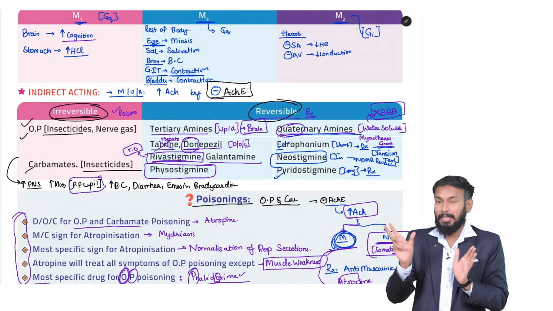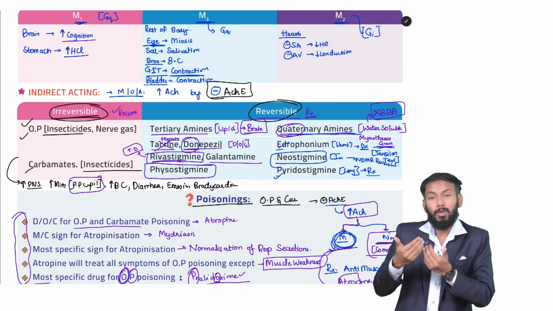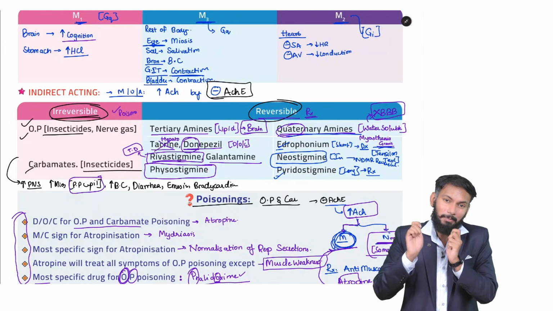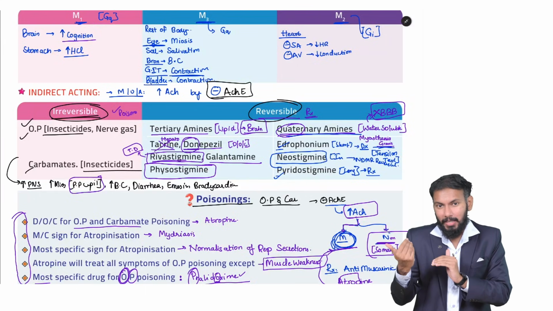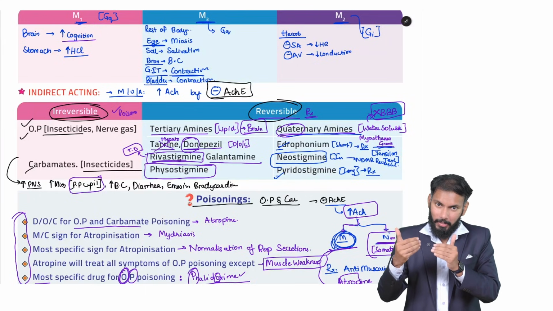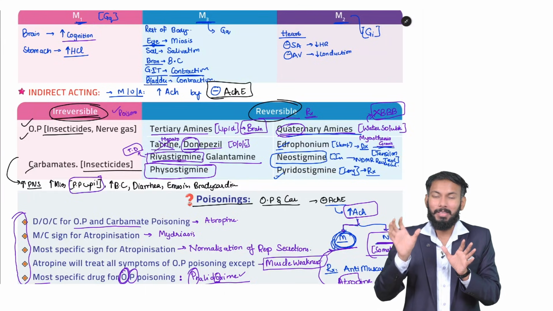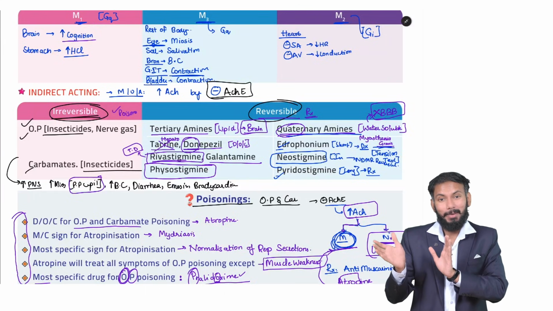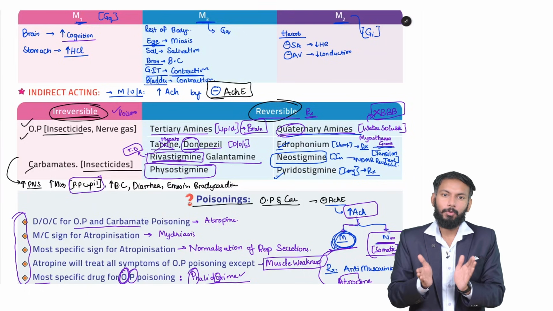Now, what about the other class of drugs? These are quaternary, not lipid soluble. So that is why they are not crossing the blood-brain barrier. They can be used in myasthenia gravis: edrophonium, neostigmine, pyridostigmine. Edrophonium is short-acting, so it can be used in the diagnosis. Pyridostigmine is used in the treatment of myasthenia gravis. That's all I want you to remember.